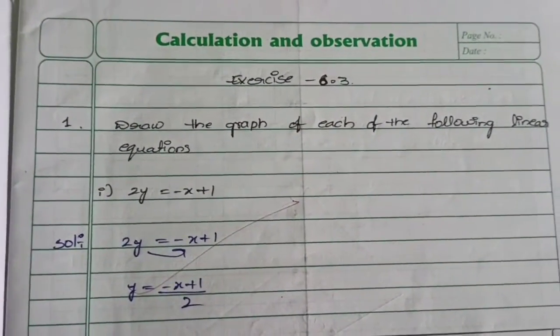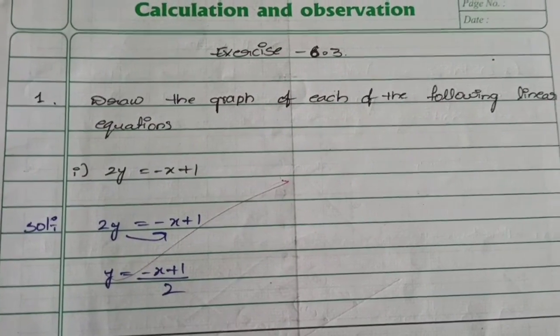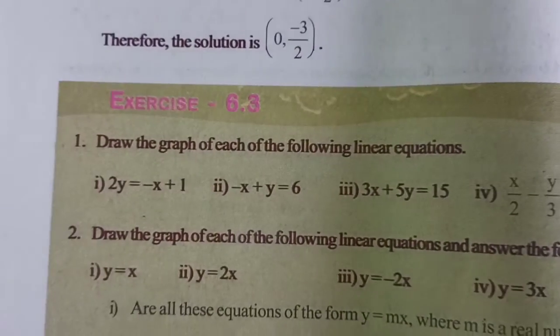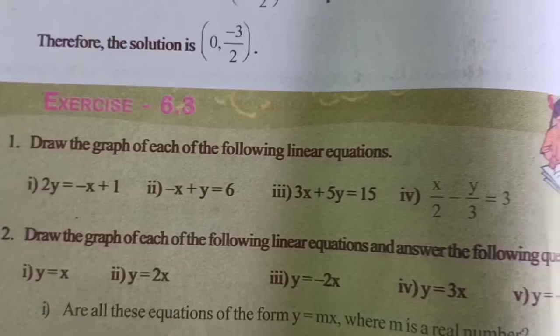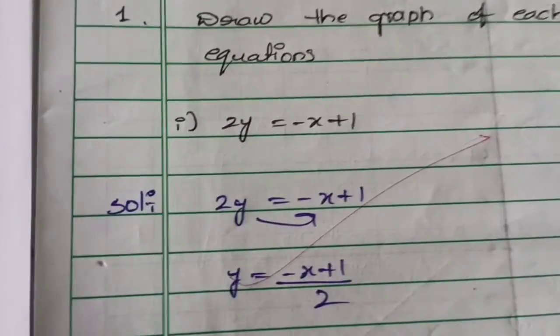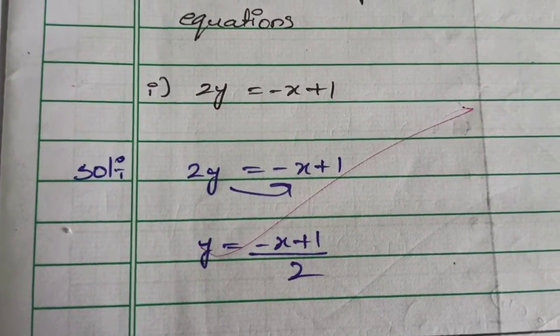Yes, here the exercise number 6.3. First bit: draw the graph of each of the following linear equations. As you can see, the same bit in 6.3, first bit, first one. There are 4 questions in the first bit. Let us solve that. First equation, take it: 2y equal to minus x plus 1.